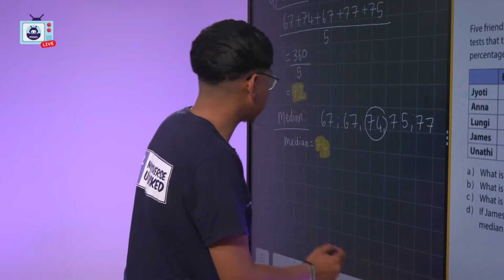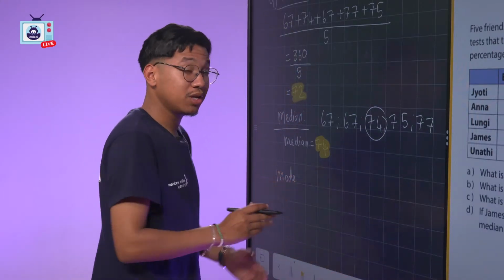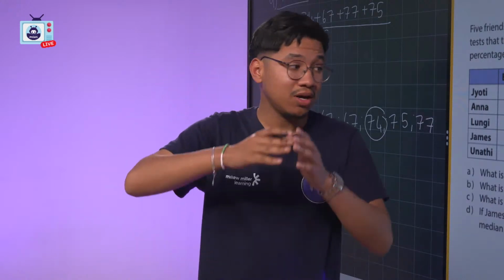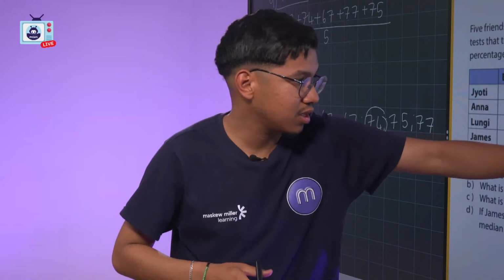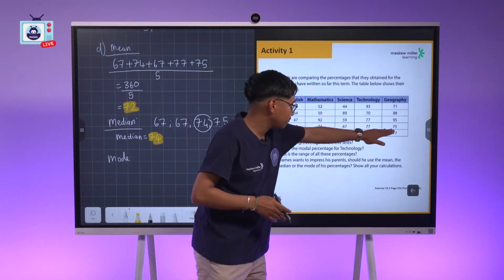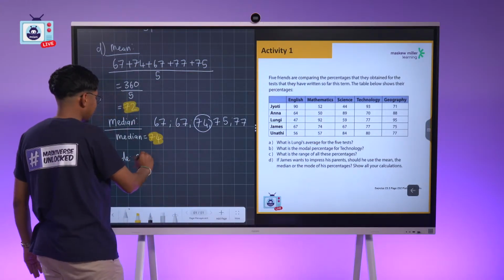What is the last one they're asking for? Is the mode. What do we know about the mode? It is the number that is occurring most frequently. And if I see over here, the most frequent number occurring for James's 5 marks is the number 67. So the mode is 67.